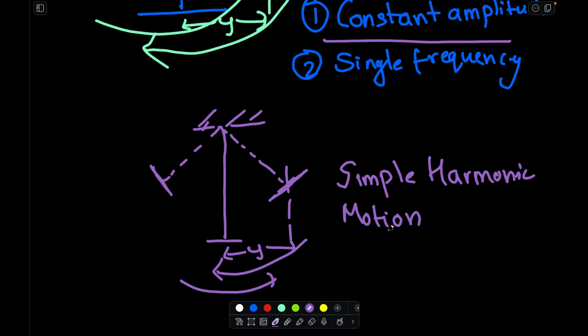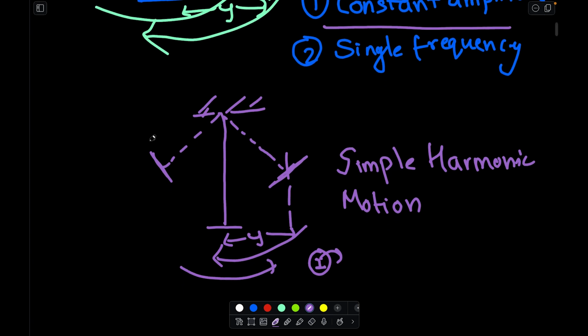So there is another condition, that is it should have single frequency. Well, that just means that it should travel the constant distance in equal periods of time, and the number of oscillations it does in 1 second should remain constant. If that condition is satisfied, then this motion right here is called simple harmonic motion.